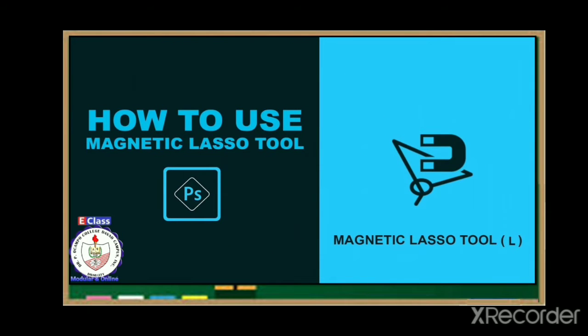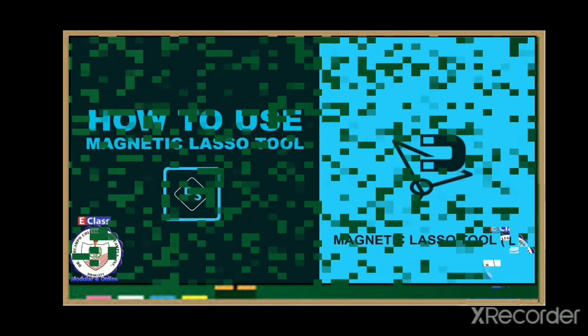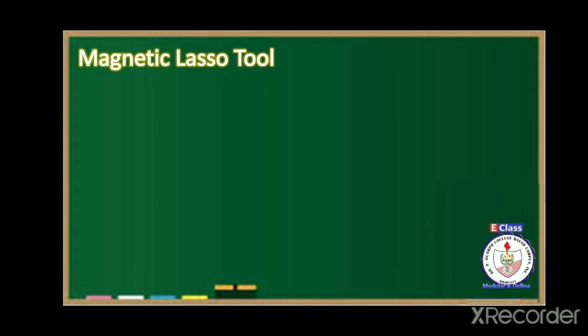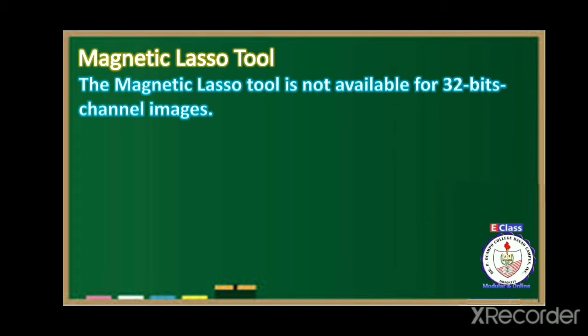How to use the magnetic lasso tool. The magnetic lasso tool is not available for 32-bit channel images. Why? Because when you use the magnetic lasso tool, the border snaps to the edge of the defined areas in the image. The magnetic lasso tool is especially useful for quickly selecting objects with complex edges set against high-contrast backgrounds.